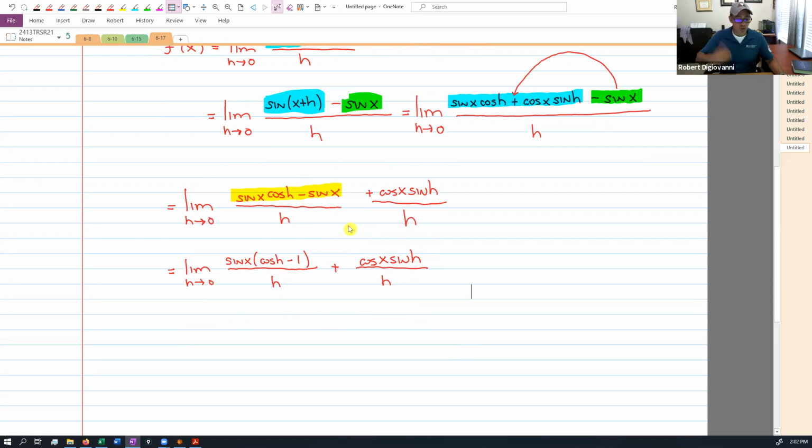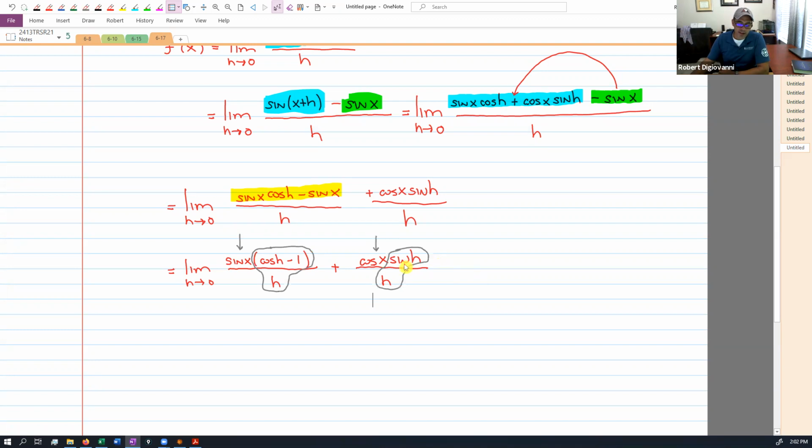I'm going to let h go to 0 now. So I want to point out first that right there, sine of x doesn't have an h in it, so h has no impact on that. Same with that cosine of x. That does not have an h. The only thing that has h's is this piece and this piece.